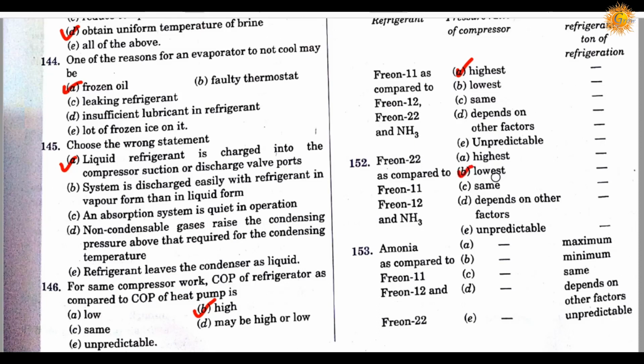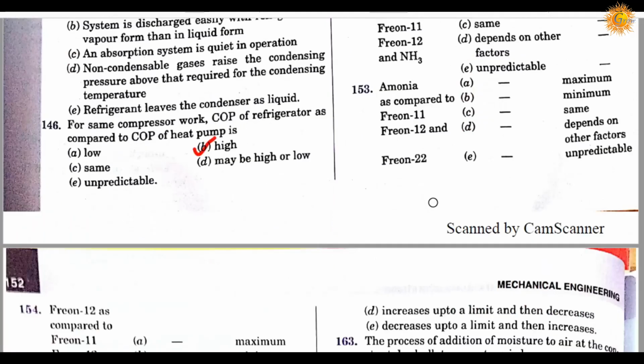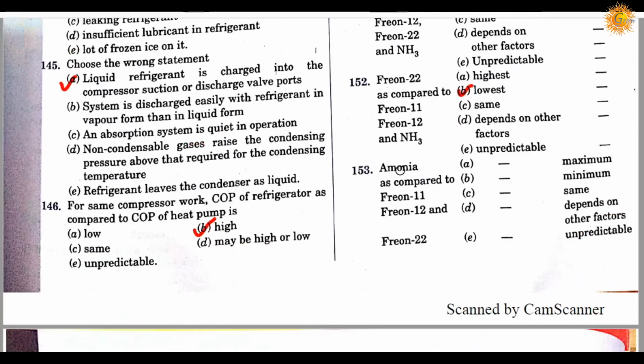And question number 153, because these questions until 154 are all the same. Question 153, ammonia as compared to Freon 11, Freon 12 and Freon 22 is: maximum, minimum, same, depends on other factors, or unpredictable. So the correct answer is B.